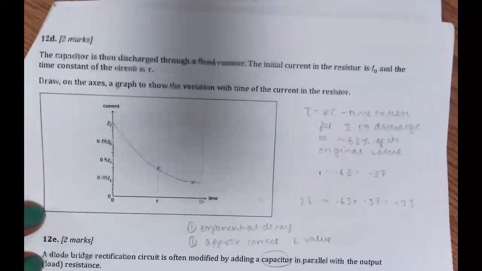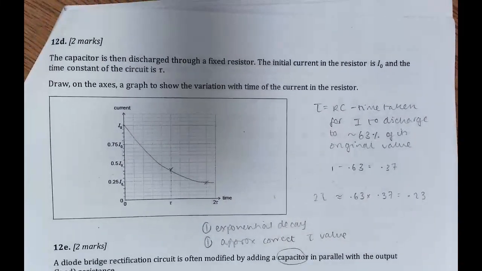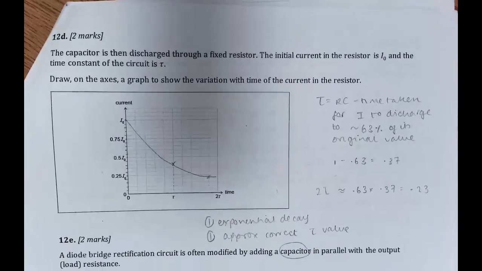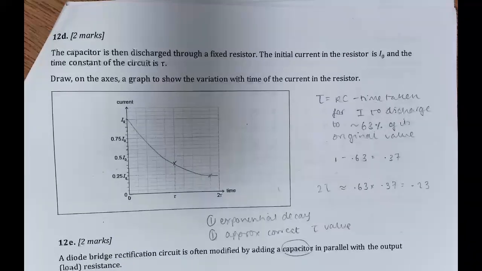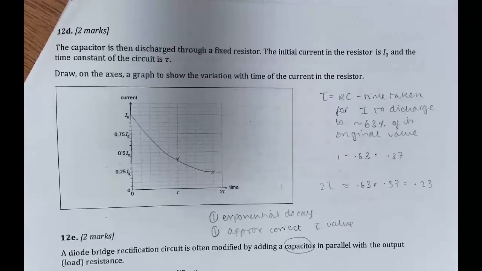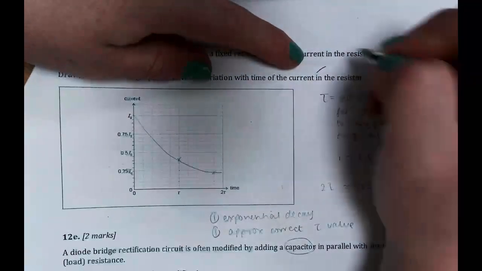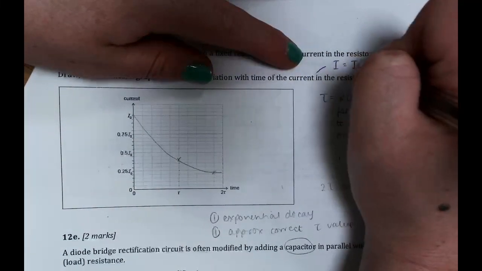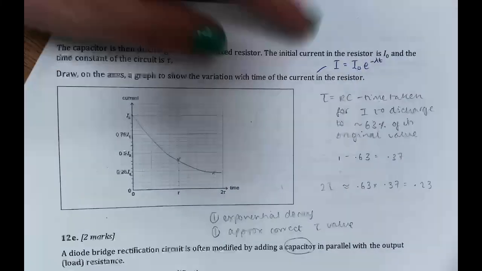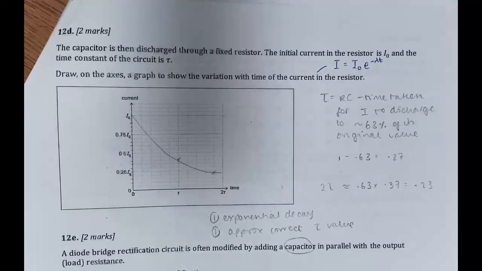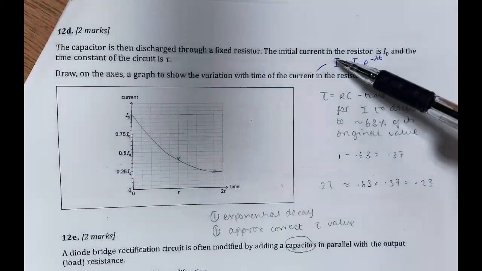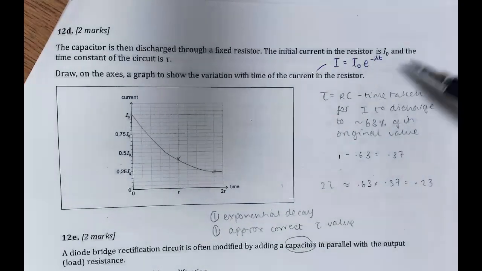In 12D, the capacitor is then discharged through a fixed resistor. The initial current in the resistor is I0, and the time constant of the circuit is tau. Draw on the axes a graph to show the variation with time of the current in the resistor. Okay, we know that we have exponential decay with capacitors. I is equal to I0 e to the minus t over tau. Okay, we've got this. We could replace this with voltage. We could replace this with charge, but it follows the same pattern.